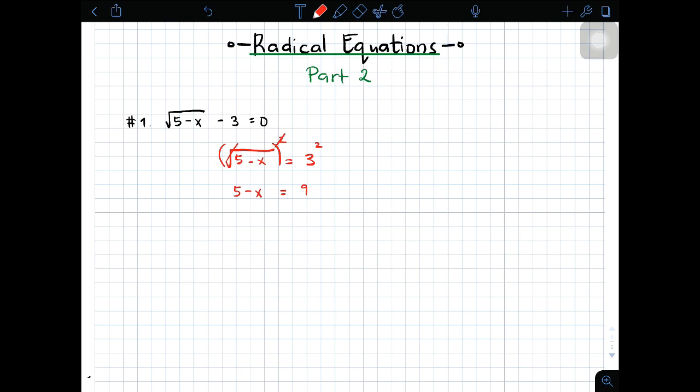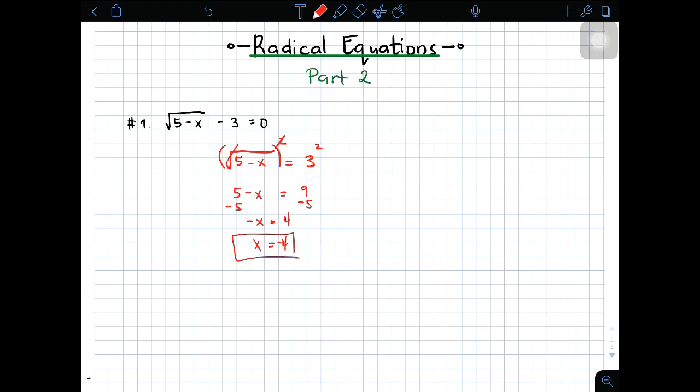And then simplifying this one, minus 5, minus 5. So the remaining equation is negative x is equal to 4. And then this one is simply x is equal to negative 4. That's it. Now, another thing you need to know about radical equations is that you need to check whether the value of x can satisfy your original equation.